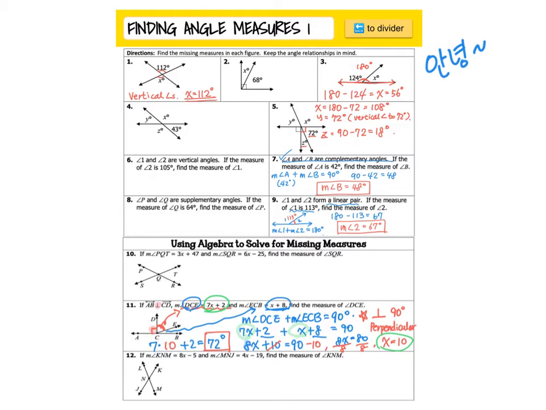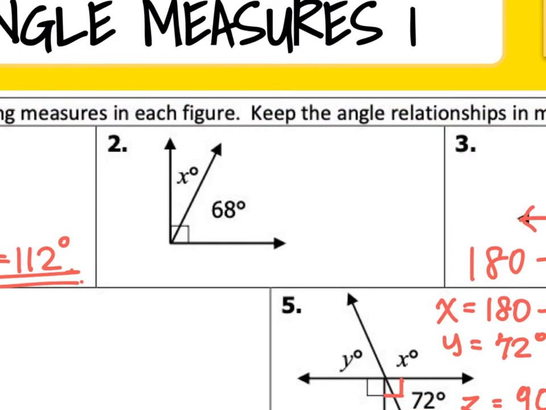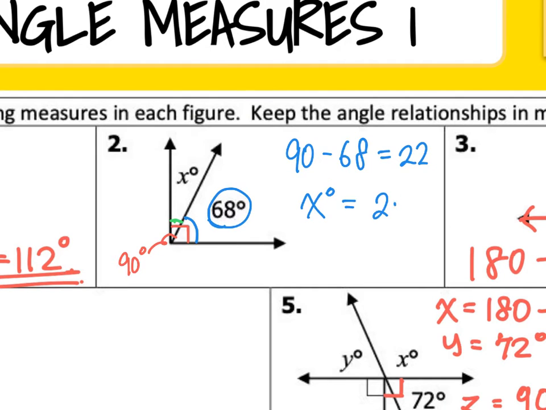Let's start. On number 2, we have a right angle. How do we know we have a right angle? That symbol, the little square box, means it's a right angle and it's 90 degrees. So the total angle measure is 90 degrees, and you have one side as 68 degrees. How can we find the other side? That's right. You need to subtract from 90, and that will be 22. So x degrees is equal to 22 degrees.